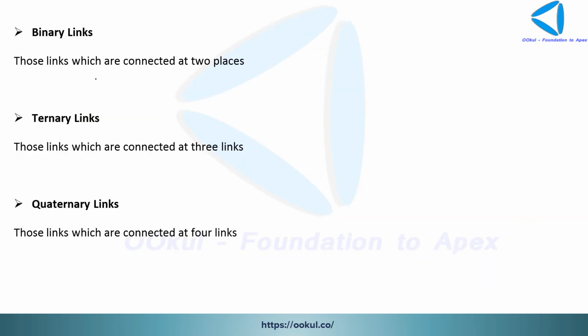Okay, next is your types of links, that is binary links. Those links which are connected at two places. Suppose this is any link, this can be connected either at this place or at this place. Okay, since it is connected at two places, one at this and another at this, we can say that this is a binary link. Okay, second comes your ternary link. What is a ternary link? Those links which are connected at three places. Okay, this should be three places.